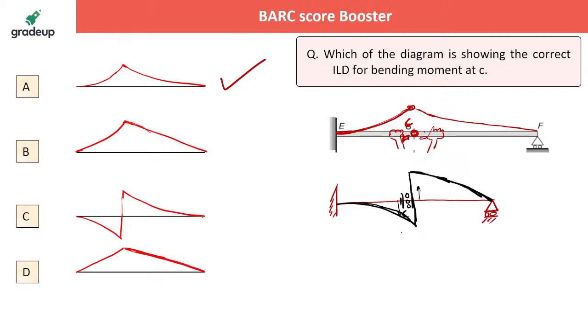Yes, it is a parabola. This is the ILD for shear force at C.